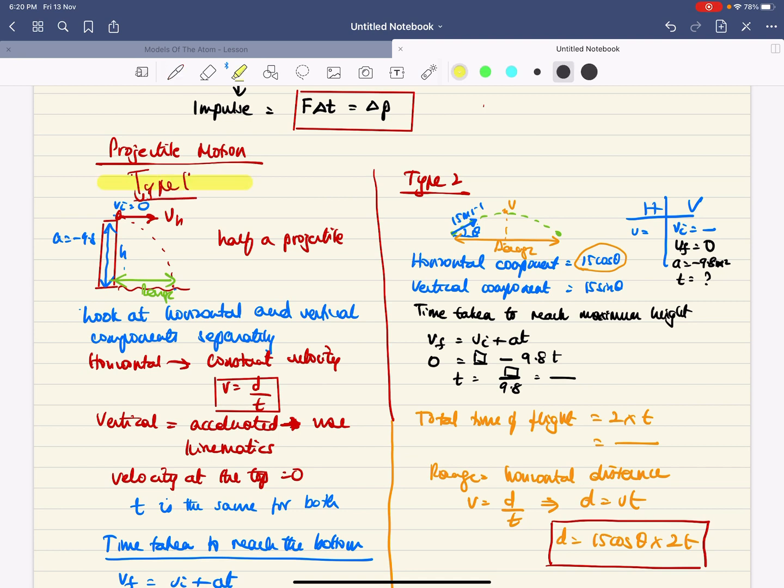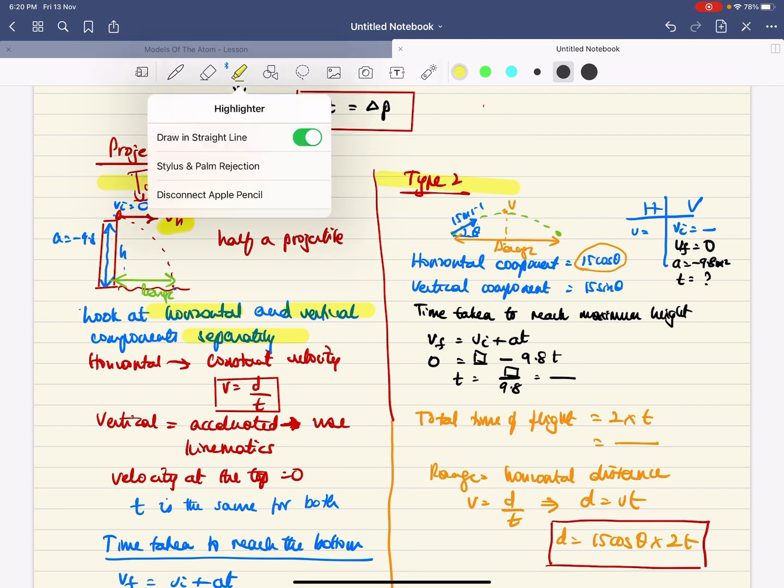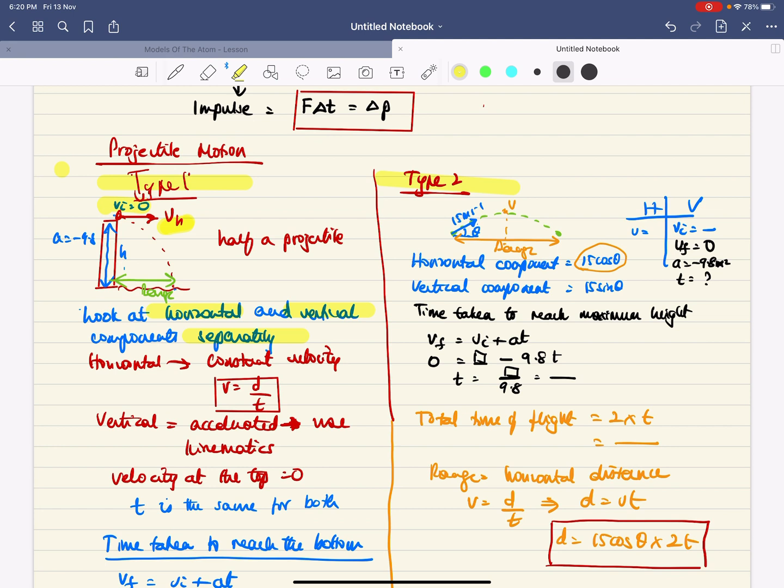whether it is type 2 questions, no matter what it is, you always treat the horizontal and the vertical components separately. Okay, and then for this half a projectile, it travels the whole way with constant horizontal velocity. However, the velocity at the top, so at the top of the projectile, is 0. Okay, and so that's the velocity at the top of the projectile.